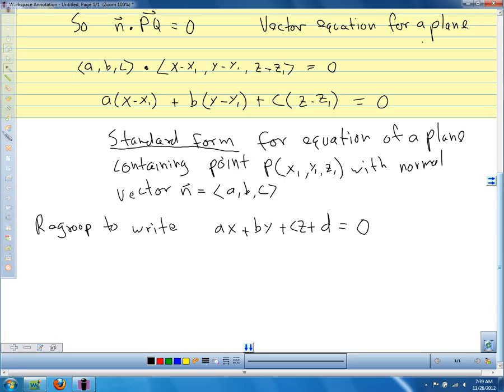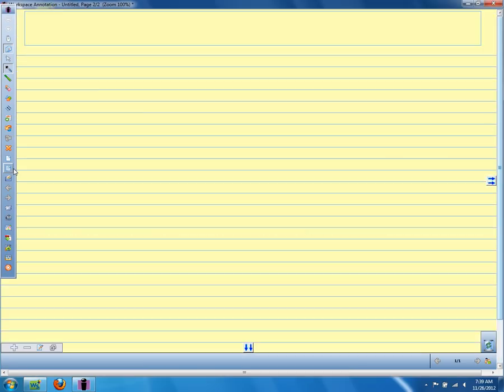All right. A couple of important things about planes. Distinct planes in space are either parallel or they intersect in a line.